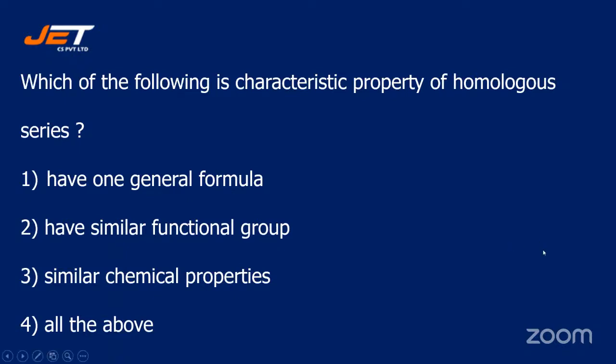Which of the following is the characteristic property of homologous series? Option number 1, have one general formula. Option number 2, have similar functional group. Option number 3, similar chemical properties. Or option number 4, all the above?